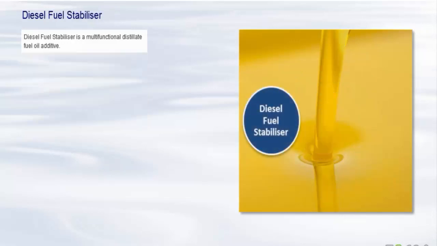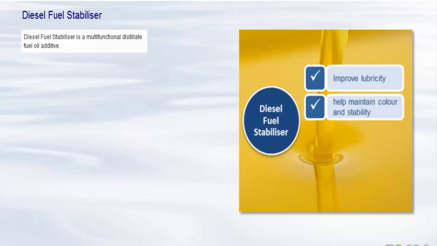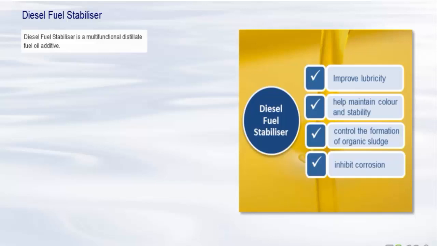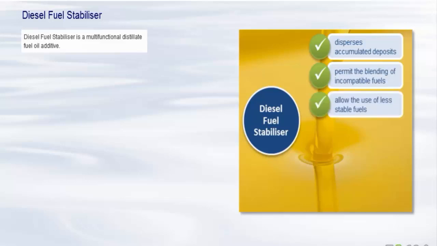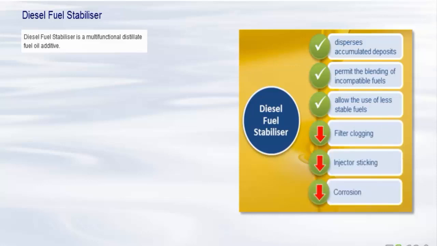Diesel fuel stabilizer is a multifunctional distillate fuel oil additive. It is used to improve lubricity, help maintain colour and stability, control the formation of organic sludge, and inhibit corrosion. Diesel fuel stabilizer also disperses accumulated deposits. It may also permit the blending of otherwise incompatible fuels and allow the use of less stable fuels. Diesel fuel stabilizer reduces filter clogging, injector sticking, and the corrosion of bunkers and fuel lines.